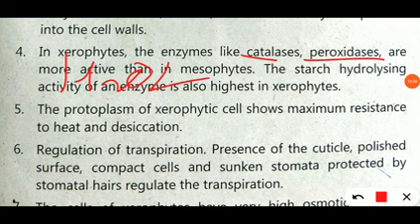Likewise, catalase and peroxidase are more active than in mesophytes, because xerophytic plants are mostly found where temperature is high and water is scarce. Therefore, there are a lot of incidents, that is accidents. There is a chance of the formation of singlet oxygen. These harmful oxygens are formed and damage the plasma membranes of the cells. Therefore, the catalase and peroxidase enzymes reduce the impact of the singlet oxygens and convert them into useful oxygen. That is why catalase and peroxidase are very active in xerophytes.